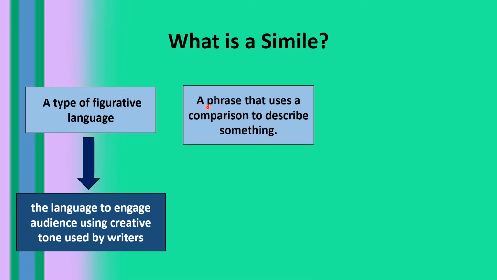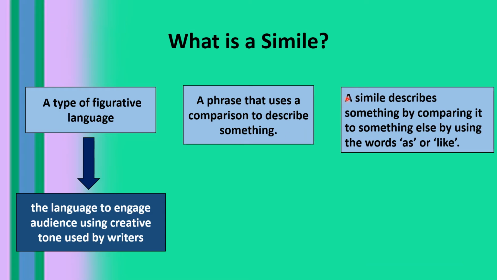A simile is a phrase that uses a comparison to describe something, and a simile describes something by comparing it to something else by using the words as or like. In simple words, we can say that a simile is a phrase which describes something by comparing it to something else, and the special words as or like are used to describe the comparison.